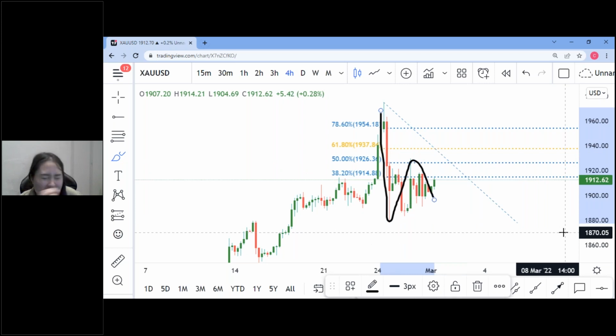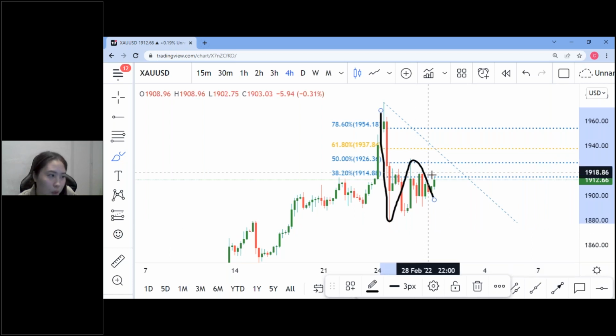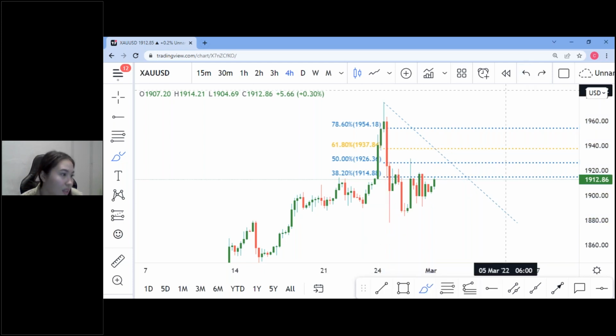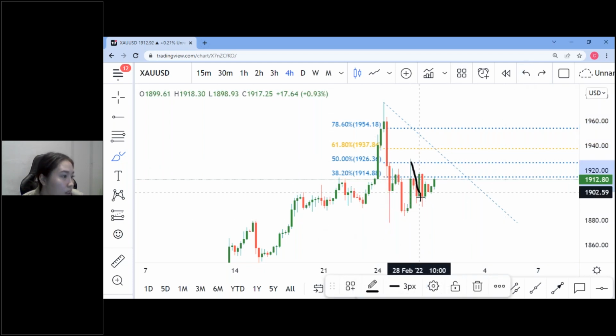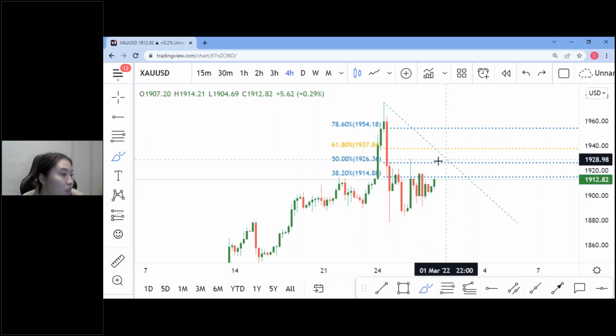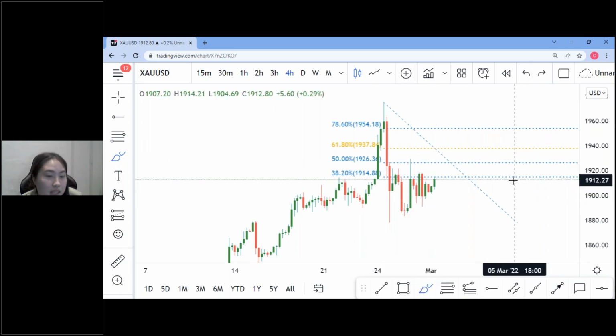I know it's getting more and more confusing, but okay, I'm glad you guys see that. So now that price has already done the reversal, what you want to do is try to predict the next move price is going to do.